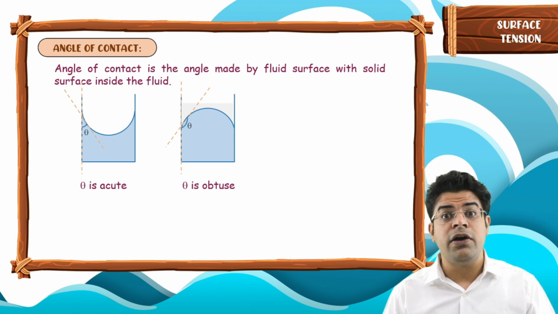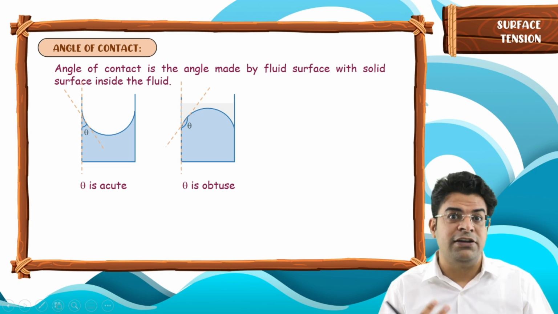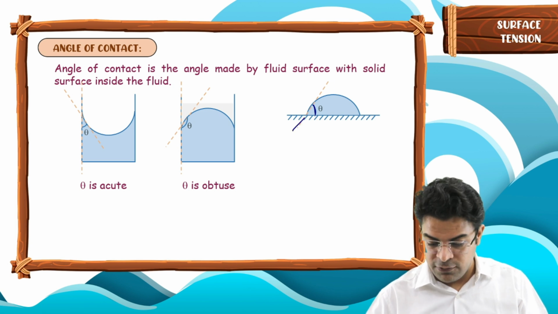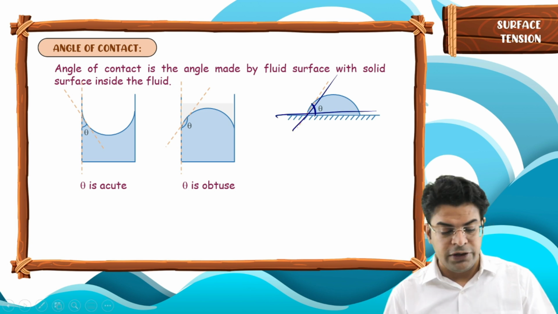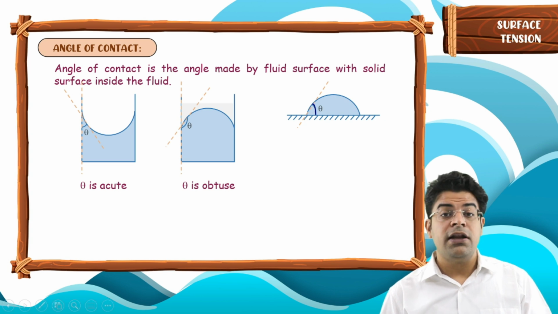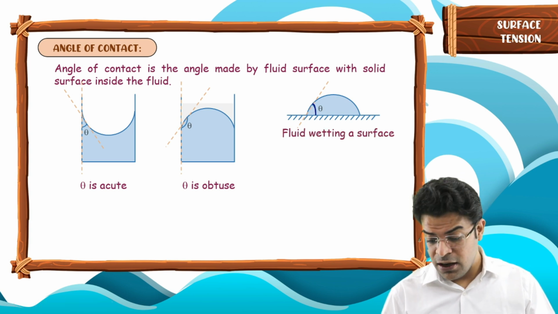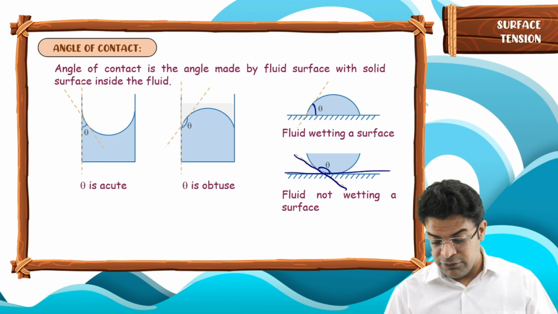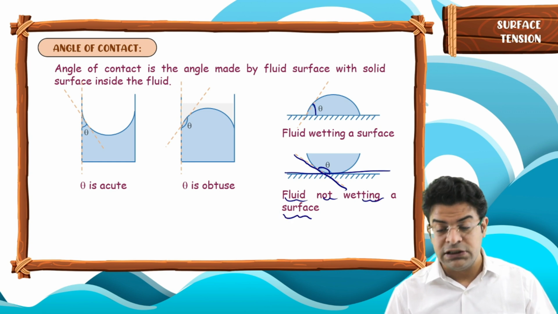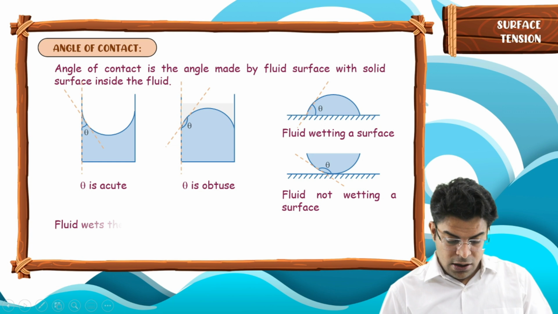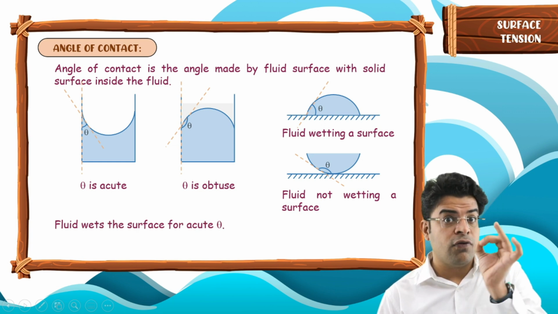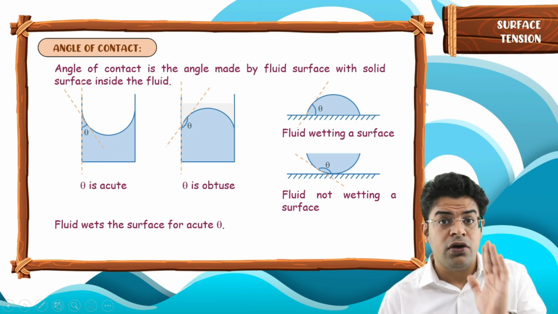So when does a fluid wet the surface and when does it not? If the angle of contact, which is the angle made by the fluid surface with the solid surface inside the fluid, is acute, then the fluid wets the surface. If the angle of contact is obtuse, then we say the fluid is not wetting the surface. So for acute angle of contact, the fluid wets the surface, and for obtuse angle of contact, the fluid does not wet the surface.